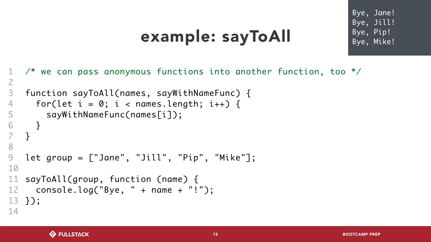No new concepts. Before, we created a function called say with name, basically with let say with name equals a function. Here, if you notice, we can also just write the function in directly. Notice how we don't need to give it a name. This is called an anonymous function. It's called an anonymous function because it's a function. It just has no name.